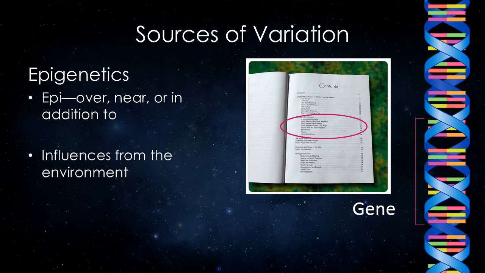Remember that a gene can be compared to a chapter in a book. Now imagine what would happen if 2 pages in the chapter got stuck together. That would not be a change in the words on the page, but it would be a change that would prevent you from reading the words on the pages that were stuck together. Epigenetic changes are like that. They do not increase or decrease the amount of information in the gene, but they alter how that information can be used.